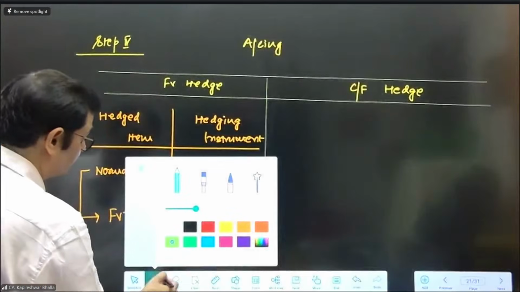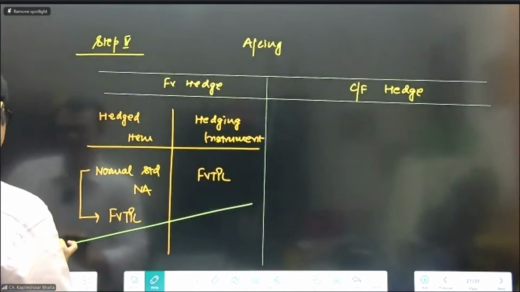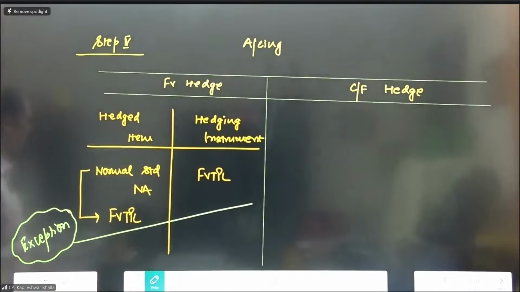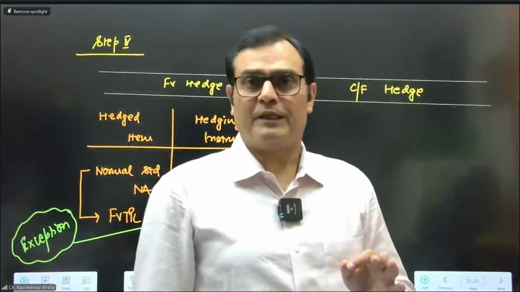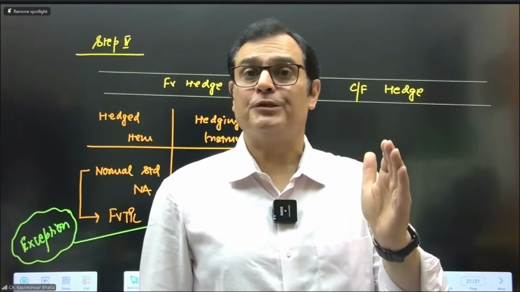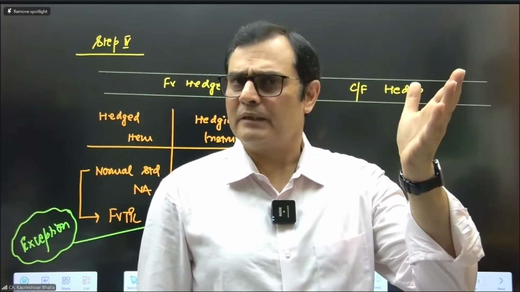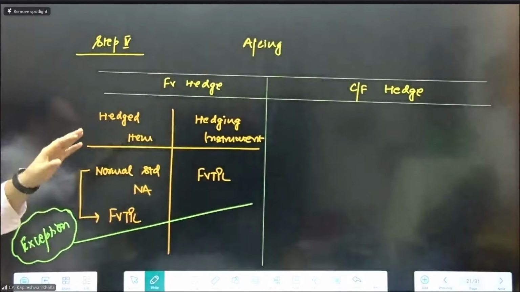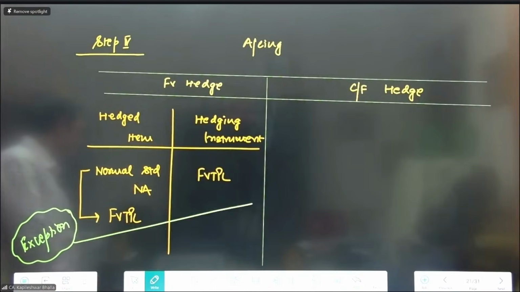Now, quick question to you. Is there any kind of exception to this? I think let's get the insights from your side. When you consider a fair value hedge, the fair value changes of the item and the instrument are both taken in the profit and loss. But is there any exception to this, where the fair value changes are not taken in the profit and loss? That question goes to you.